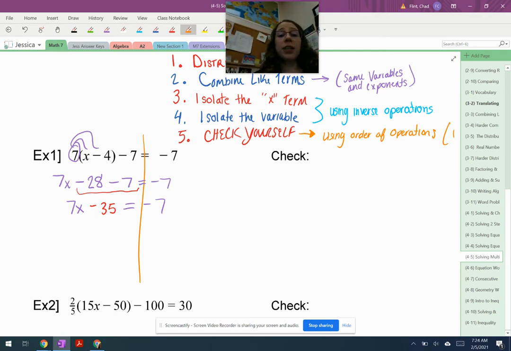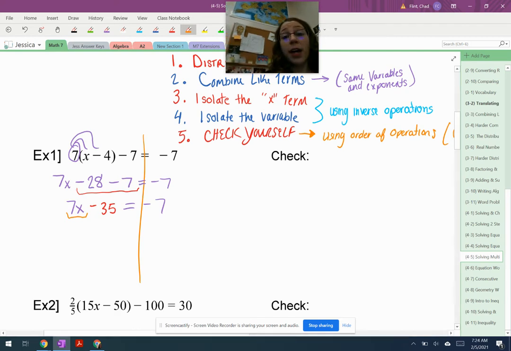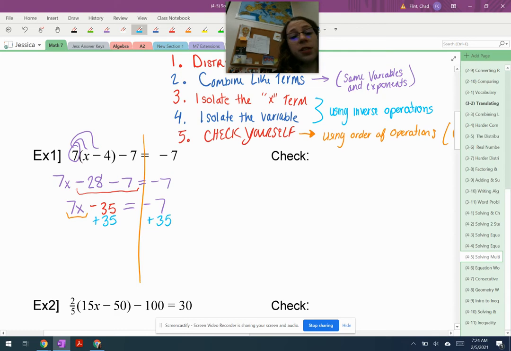So step 3 tells us to isolate the x term. So which piece has the x in it? That would be the 7x. So getting that alone would mean dealing with that negative 35. The opposite of a negative 35, or an opposite of subtraction of that 35, would be an addition or plus 35 to both sides.